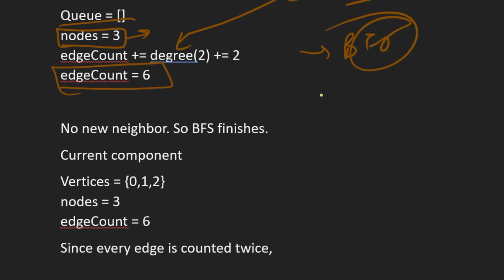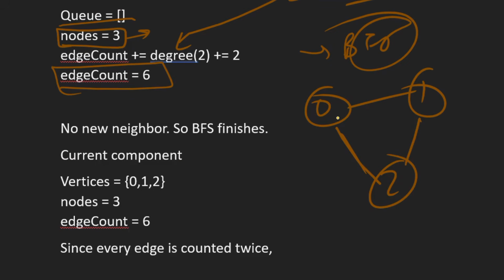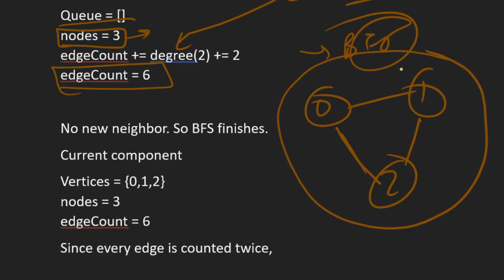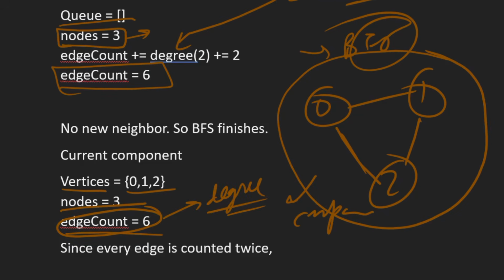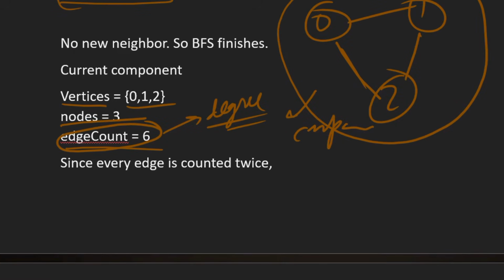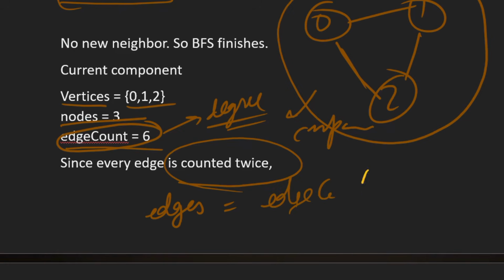That is, from the node 0, we can only visit these three vertices, that is 0, 1 and 2. So that means these three belong to one component. So in the current component we have vertices 0, 1 and 2, the number of nodes is 3, and the edge count is 6, which is basically the sum of the degrees. And now as we know, every edge is counted twice, so the actual number of edges is edge count by 2, that is 6 by 2. So the number of edges that we get is 3, right?